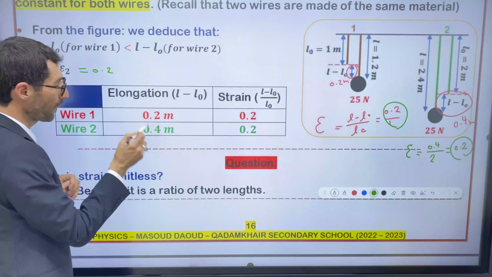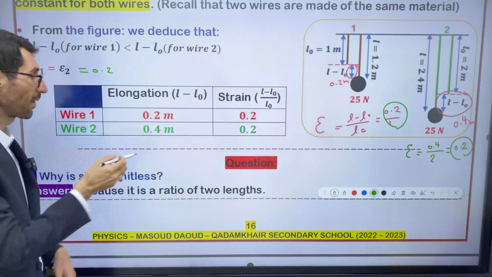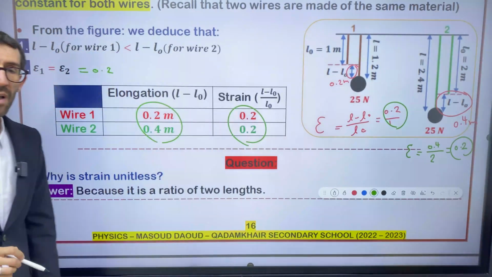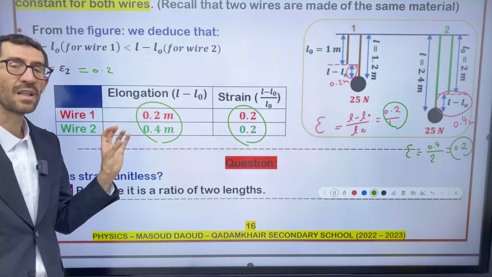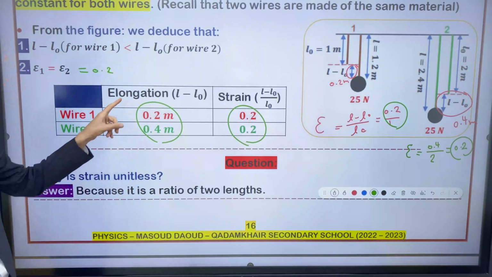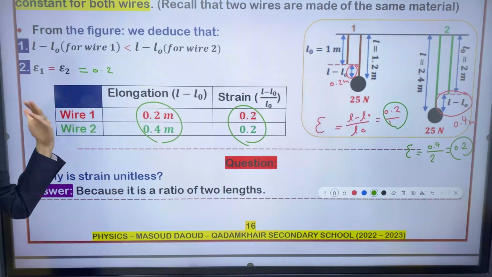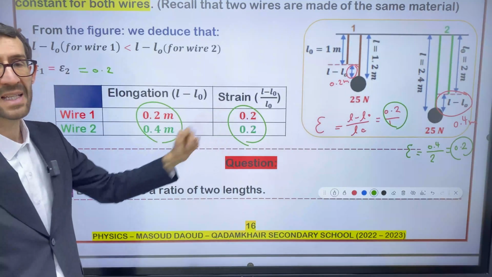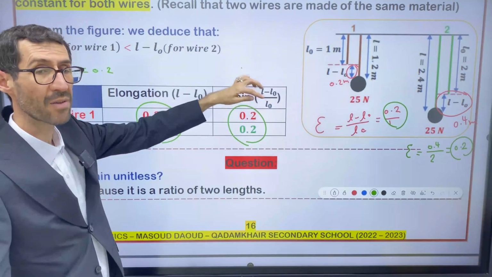I want you to compare both wires together. Compare the information within the table. Where do you observe the difference exactly? The difference appears especially in this part. What do I mean by this? It means elongation differs for each wire, but strain remains as it is. Or in other words, elongation per unit length remains as it is.